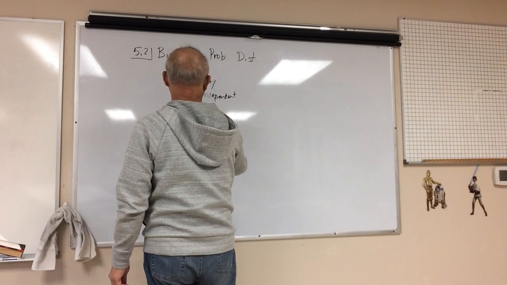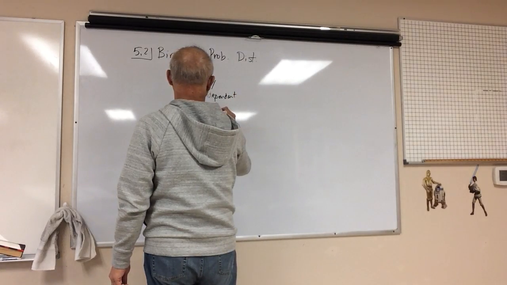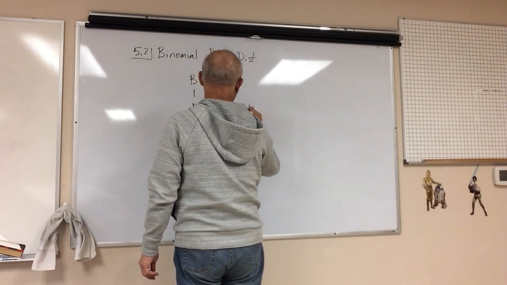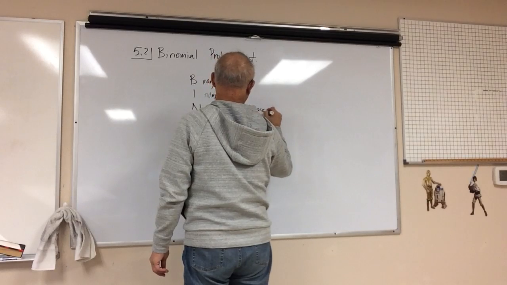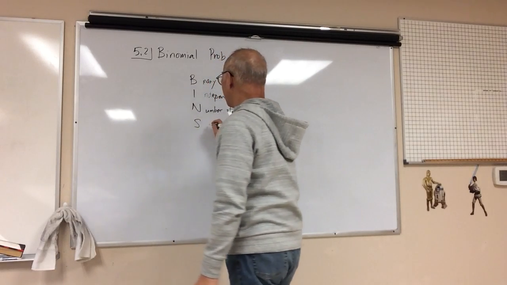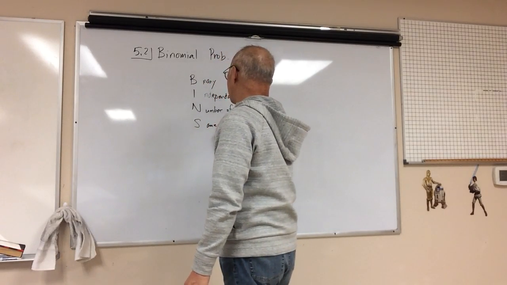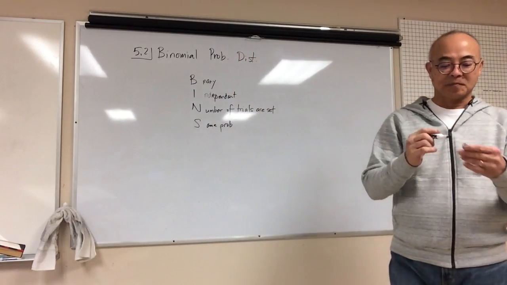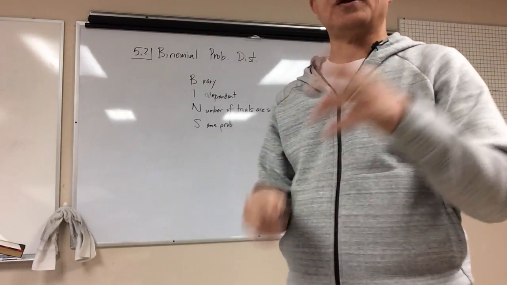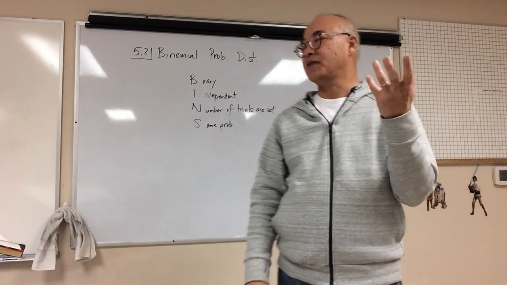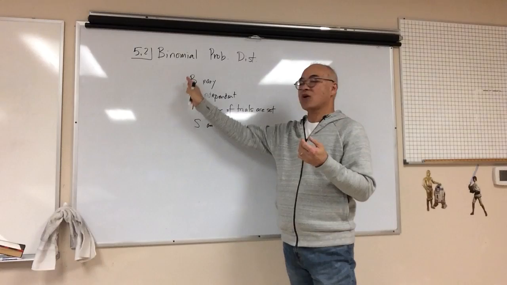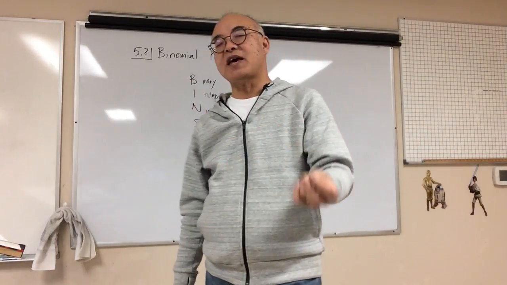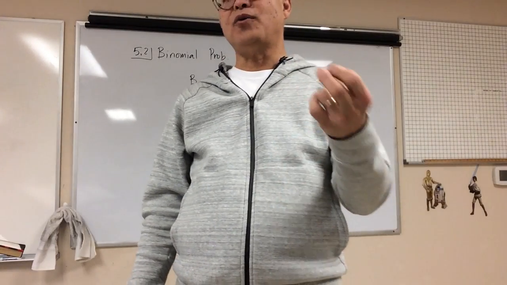Then N, the number of trials are set. Okay? S, same probability for each trial. Okay, so these are the four things that need to happen. These four prerequisites need to be satisfied for you to be able to say it is a binomial distribution.